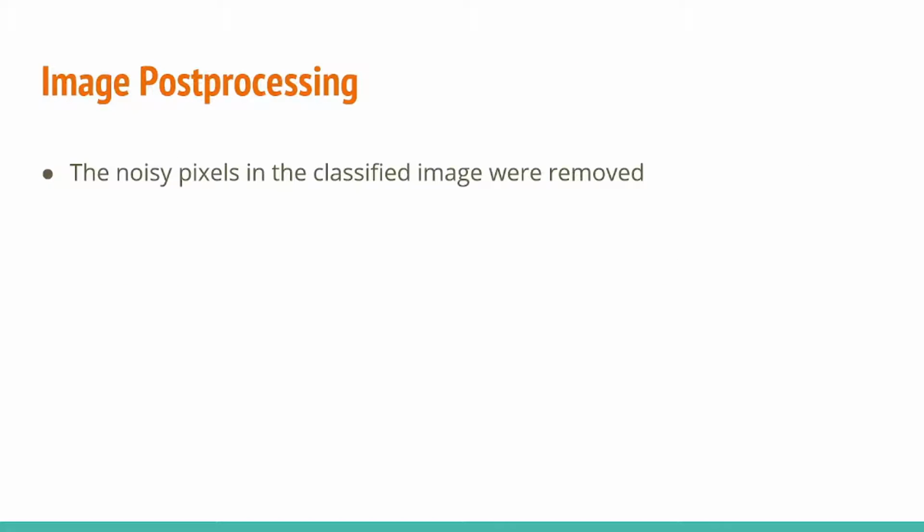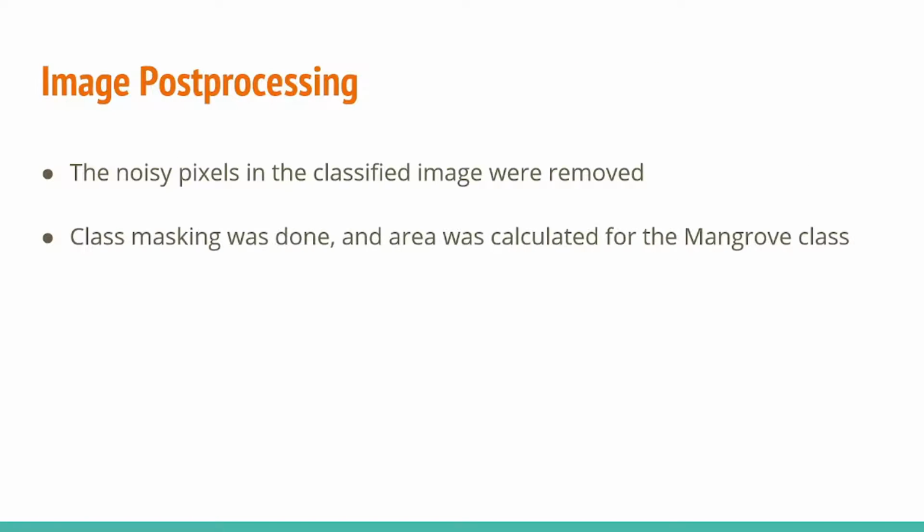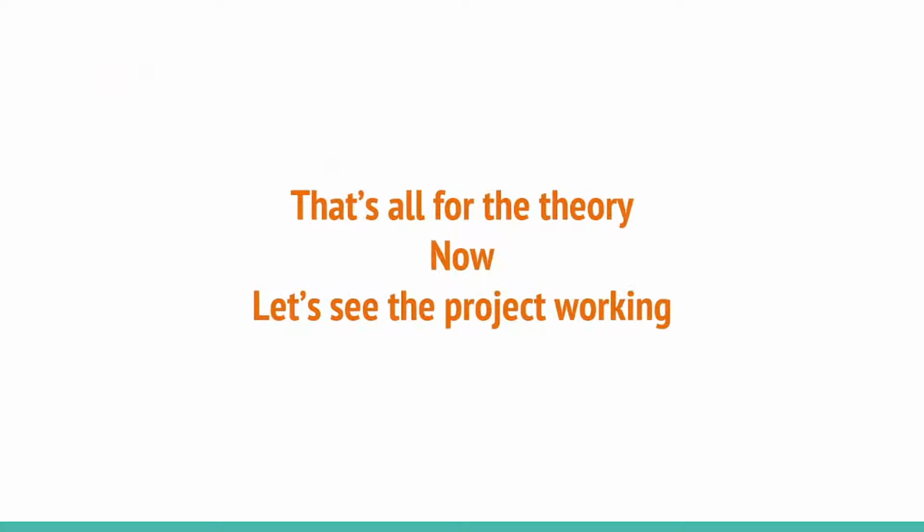Image post-processing was done by removing the noisy pixels from the image, and class masking was done and the area was calculated for the mangrove loss. So that's all for the theory.